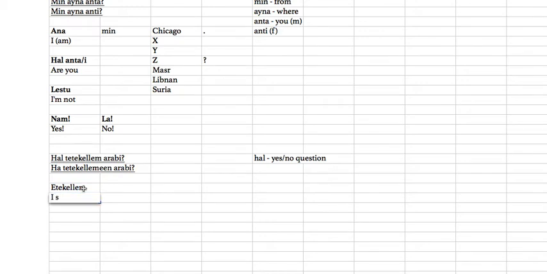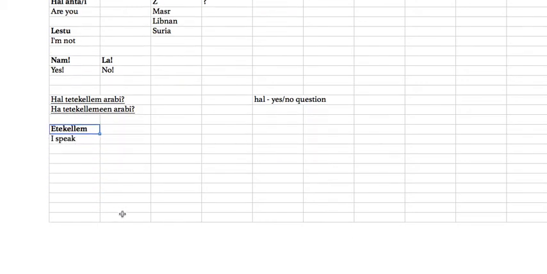أتكلم means I speak. أتكلم عربي. أتكلم إنجليزي. If you speak Spanish, you can say أتكلم إسباني. If you speak French, you can say أتكلم فرنسي. If you speak Italian, you can say أتكلم إيطالي.